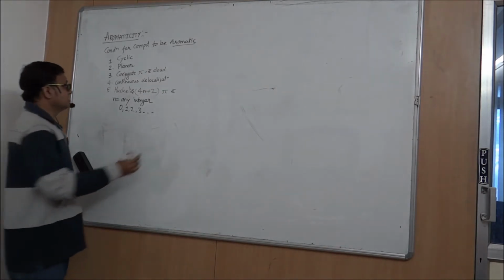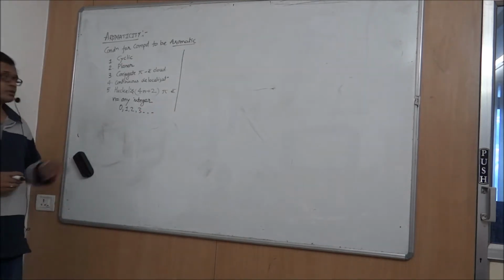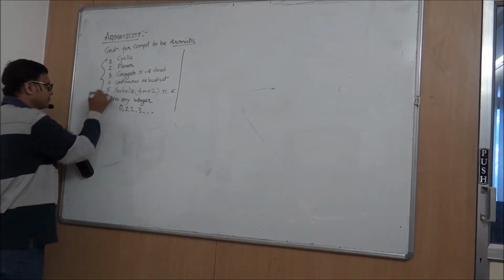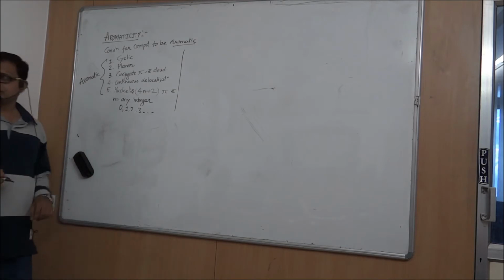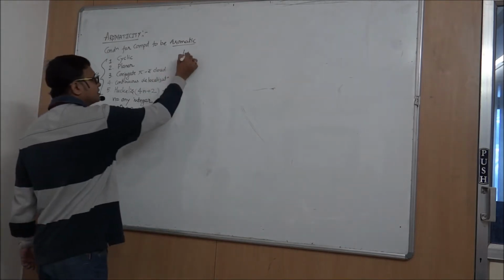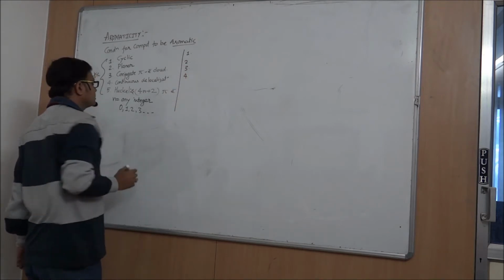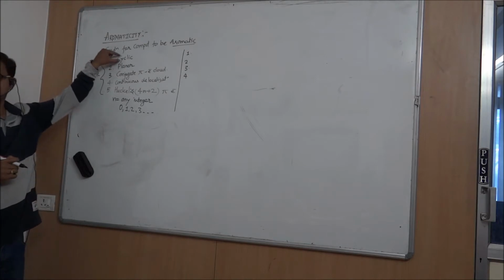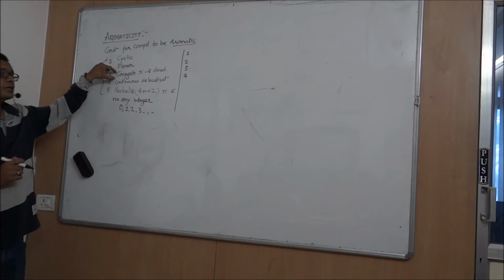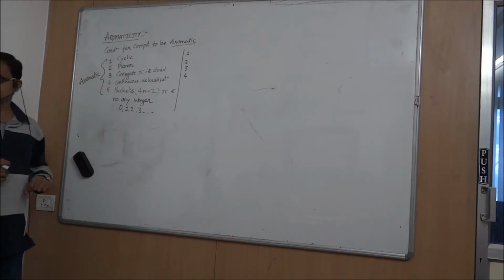So if a compound is following all the rules, the compound is said to be aromatic. The complete set of rules, you can write down once again: the compound is cyclic, planar, has a conjugated pi electron cloud, and has continuous delocalization.